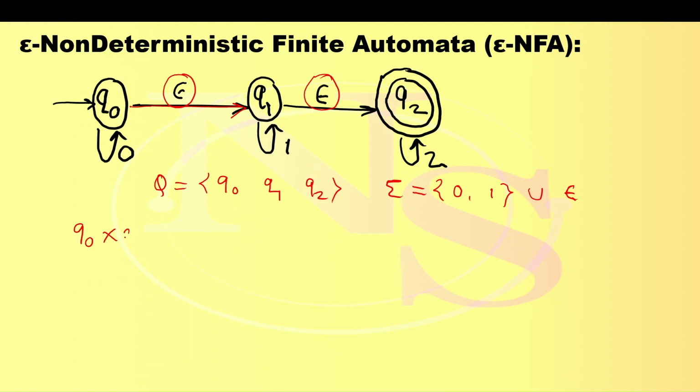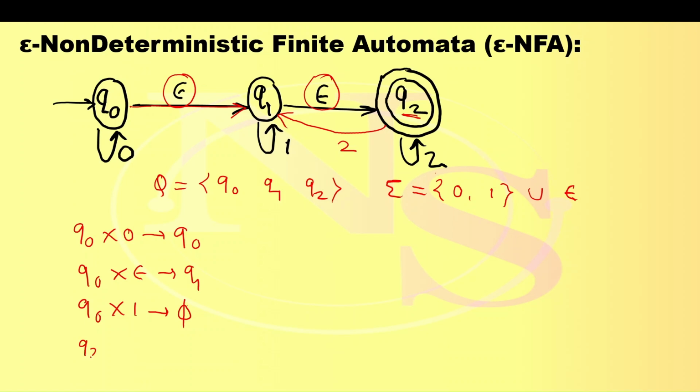q0 reading 0 going to q0. q0 reading epsilon going to q1. q0 reading 1 going to nowhere. So if it is not going anywhere, it means it's a non-deterministic behavior. It can go to more than one state also. For example, if you want to know, I can connect like this, q2 by reading 2 going to 2 states.